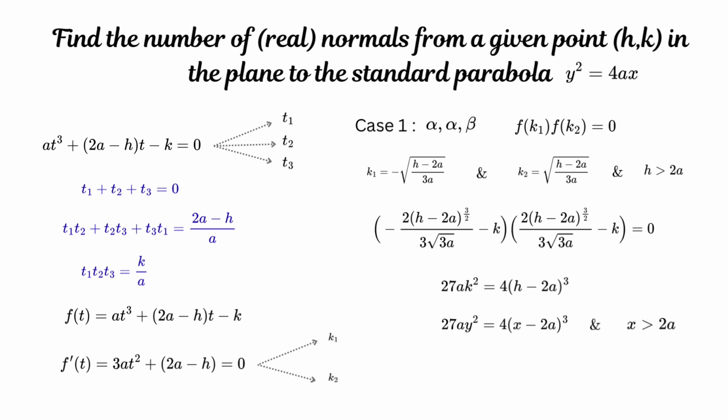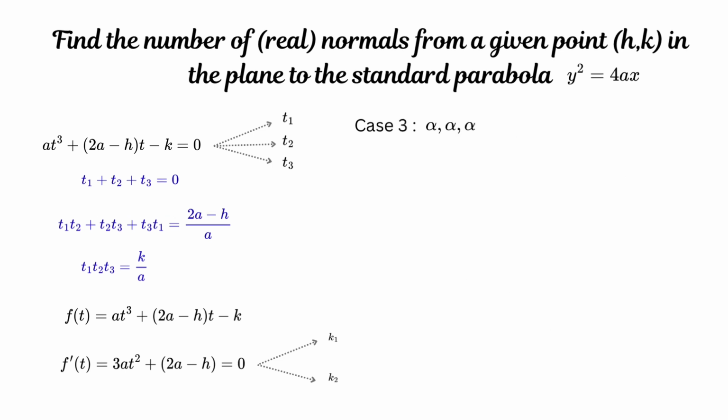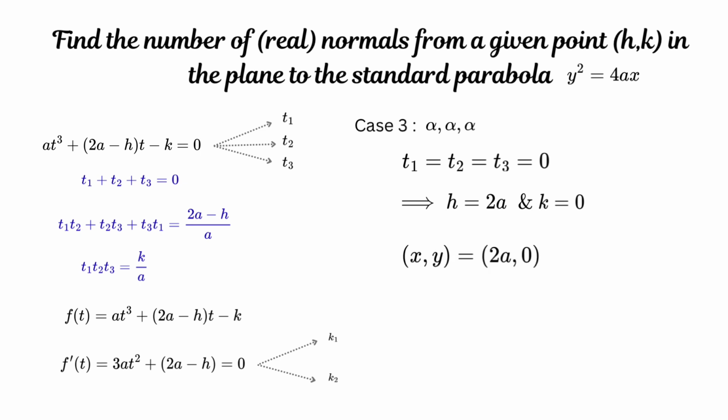Case 3. All roots are real and identical, which means if t1 equals t2 equals t3, then from the sum of roots relation it follows that t1 equals t2 equals t3 equals 0. Substituting these values into the other relations, we get h equals 2a, and k equals 0. Therefore, the only point that produces a triple root, and hence only one normal counted three times, is (2a, 0), which is exactly the cusp of the evolute.